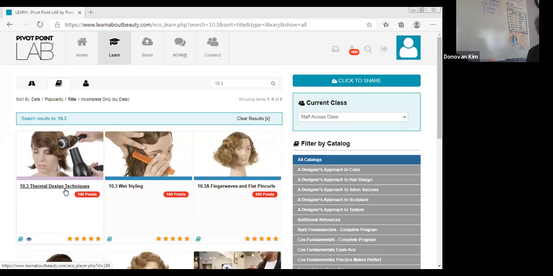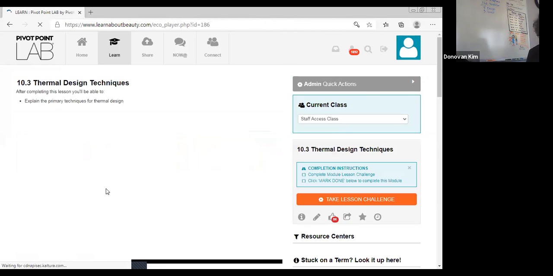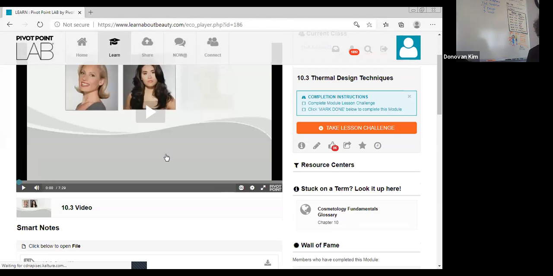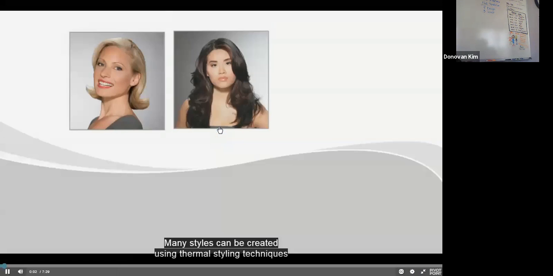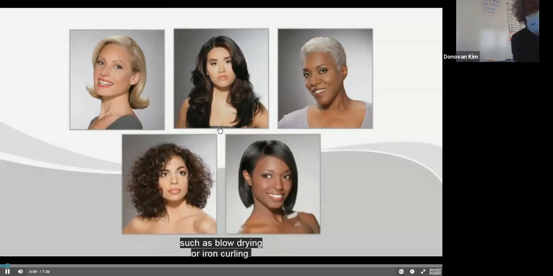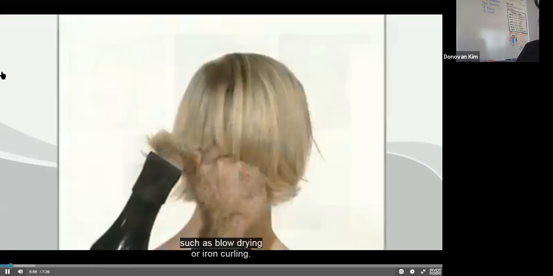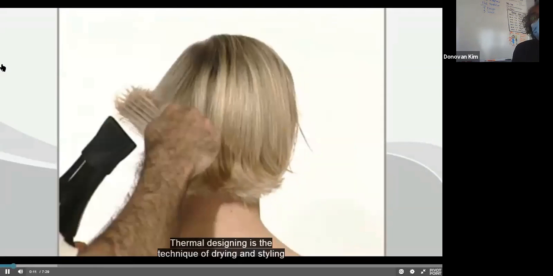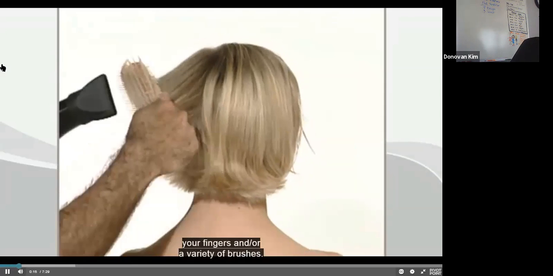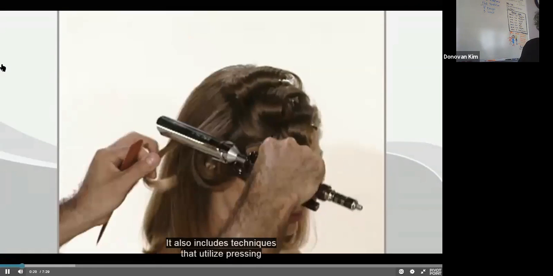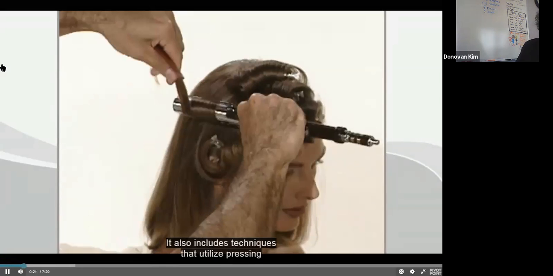Okay, guys, let's head into thermal design techniques. That's your 10.3. Many styles can be created using thermal styling techniques, such as blow drying or iron curling. Thermal designing is the technique of drying and styling hair by using a handheld dryer while simultaneously using your fingers and/or a variety of brushes. It also includes techniques that utilize pressing combs and/or thermal curling irons.